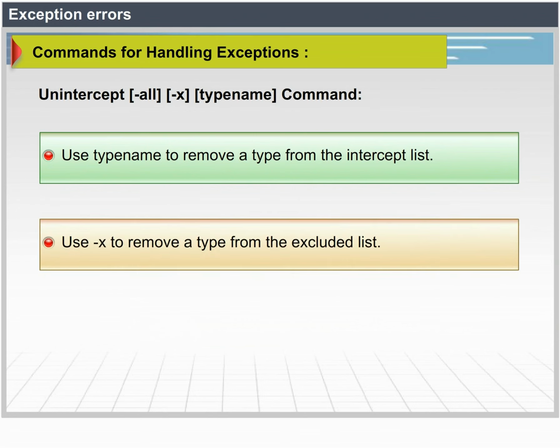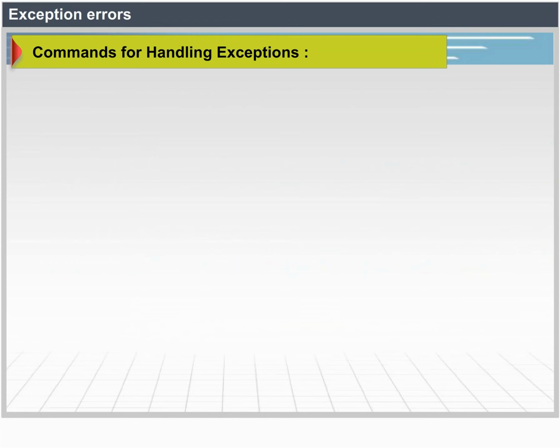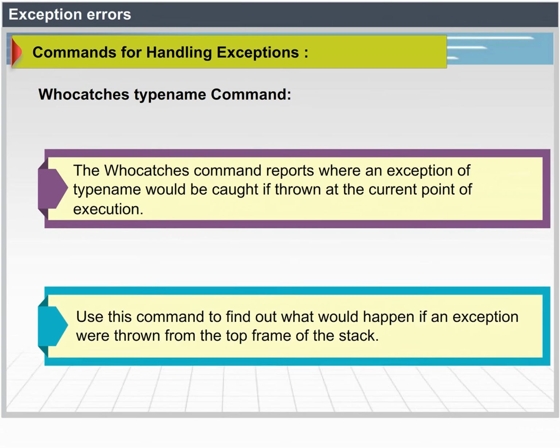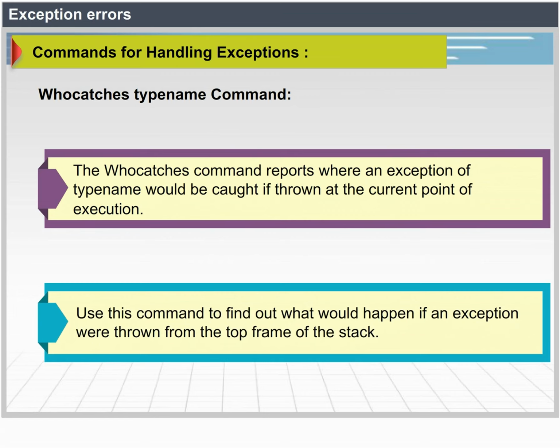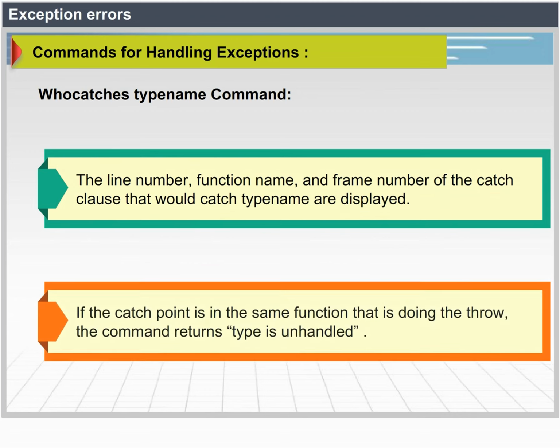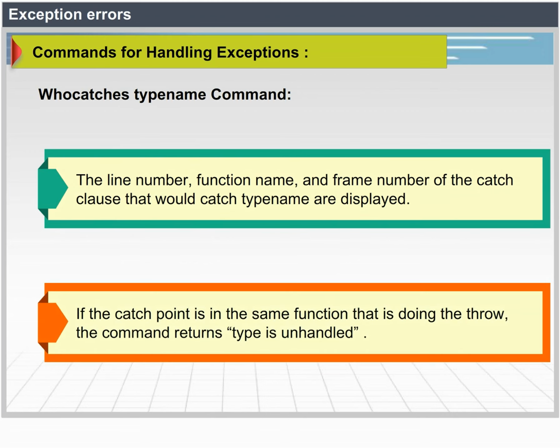The whocatches typename command. The whocatches command reports where an exception of type typename would be caught if thrown at the current point of execution. Use this command to find out what would happen if an exception were thrown from the top frame of the stack. The line number, function name, and frame number of the catch clause that would catch typename are displayed. The command returns type is unhandled if the catch point is in the same function that is doing the throw.